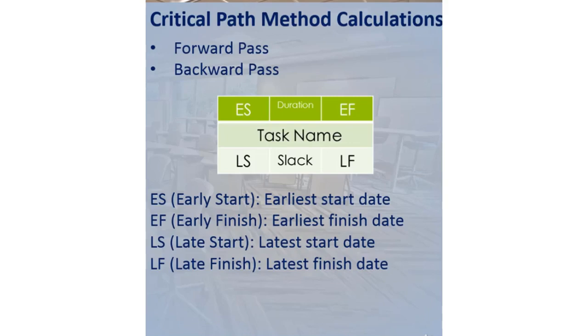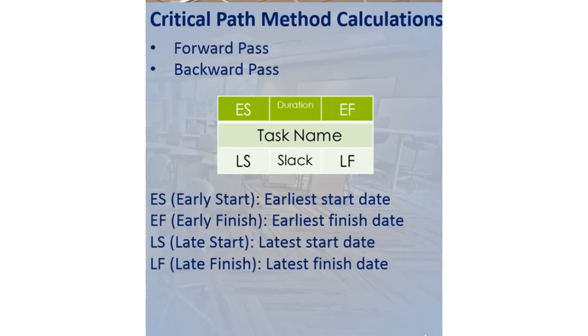EF is the abbreviation for the early finish term. It represents the earliest finish date of a task. If a task starts on its earliest start date and everything goes according to schedule, then this task will be completed on the early finish date.